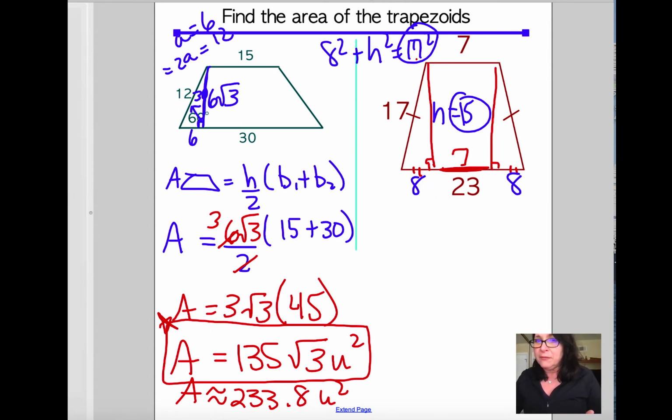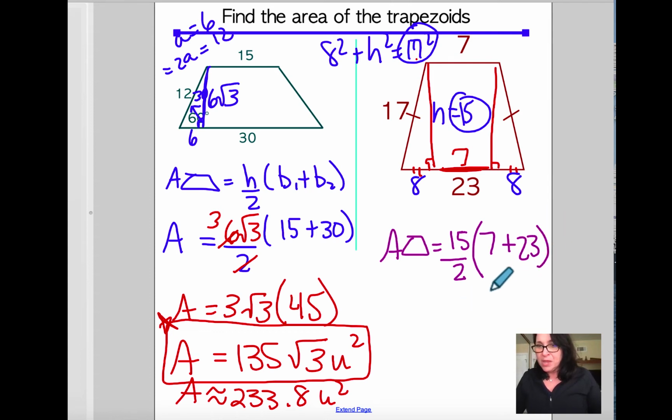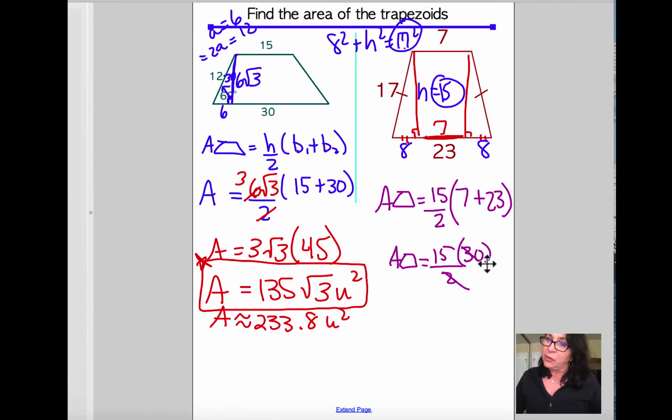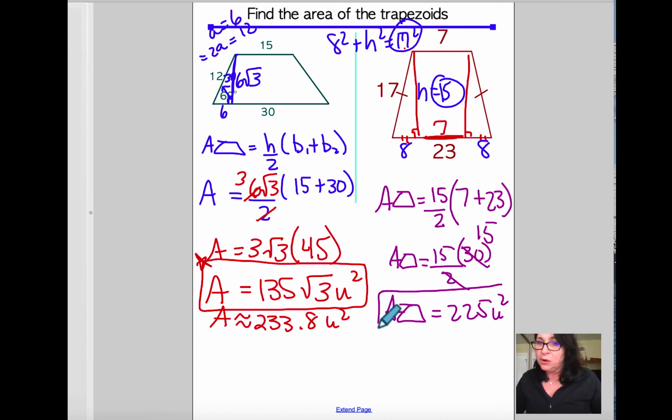So the formula for the area of this trapezoid is going to be the height divided by 2, so 15 divided by 2, times the sum of the bases. So 7 plus 23 is 30. And then remember, that's 15 divided by 2 times 30 equals that area. And so 2 divides into 30 15 times. And so the area of this trapezoid is going to be 225 units squared, which is 15 times 15.